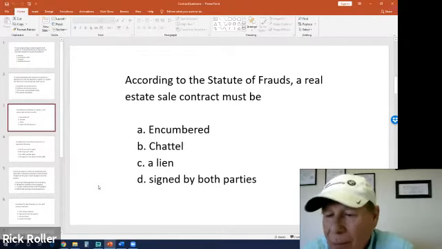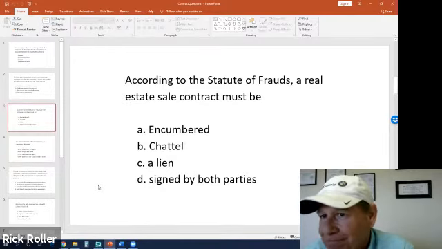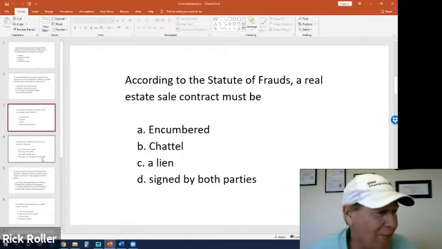And D, signed by both parties. And of course, that is the correct answer, my friends. D, signed by both parties. Okay, questions on that? This is your chance to participate. Okay, I got more to talk about. All right, here we go.